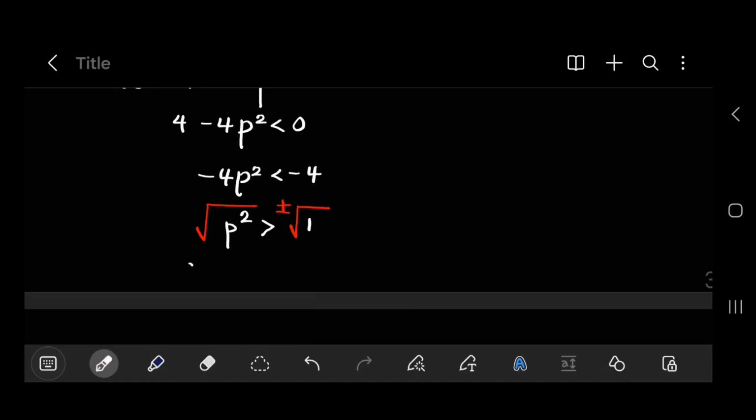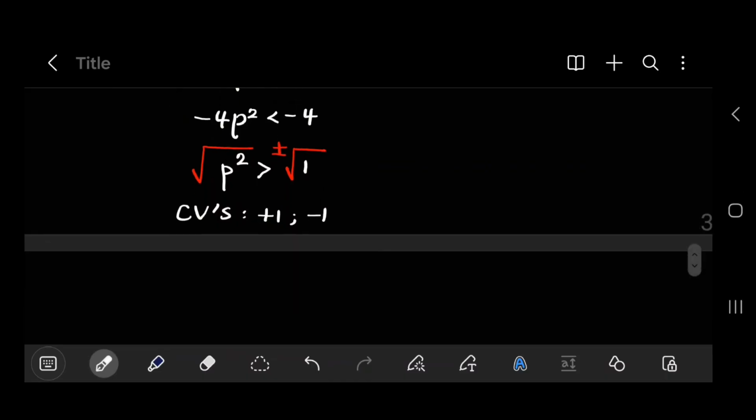Now, what is p going to be? These are going to be our critical values. When we take the positive or negative square root of 1, that is going to give you positive 1 or negative 1. But how are we going to write out this answer?